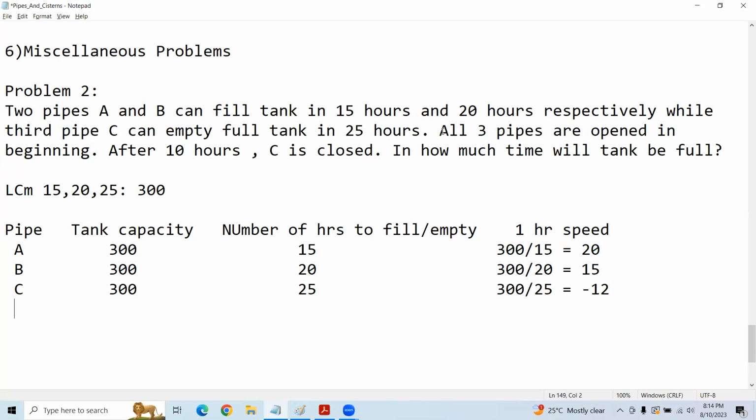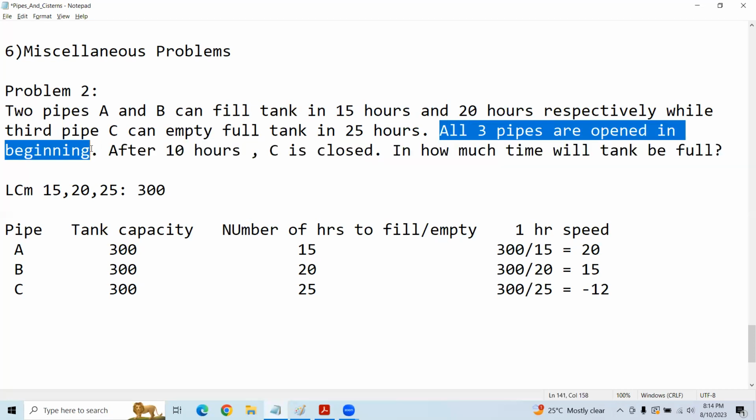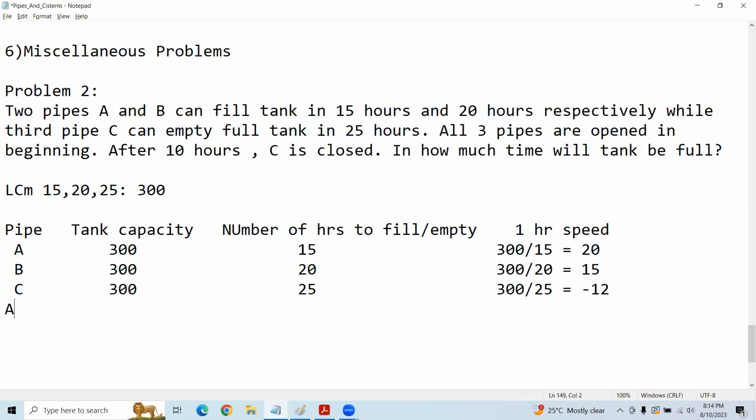Now, what they're looking for further: all three pipes are opened in the beginning. So A plus B plus C, all three are open. We need to fill 300, irrespective of whether all three or one pipe is open. When three pipes are open, we can say 20 plus 15 minus 12. 20 plus 15 is 35, 35 minus 12 is 23. So when all three are open, the 1 hour speed is 23.